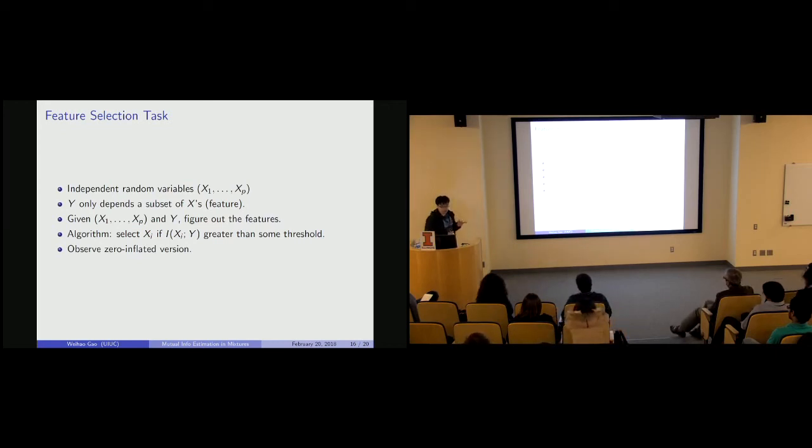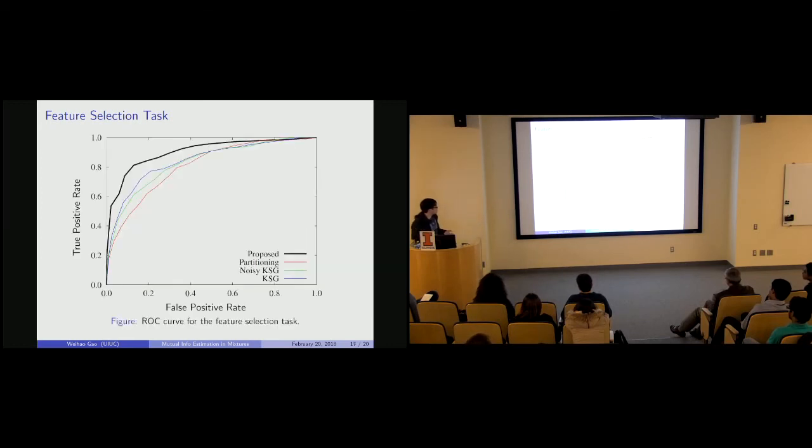Our algorithm is very easy. We apply our mutual information estimator to every xi and y. And if the mutual information between xi and y is greater than some threshold, we will select it. So we are able to plot the ROC curve for this task, and we can see that our proposed algorithm is the best. It's at the upper left corner, and there are some other algorithms.